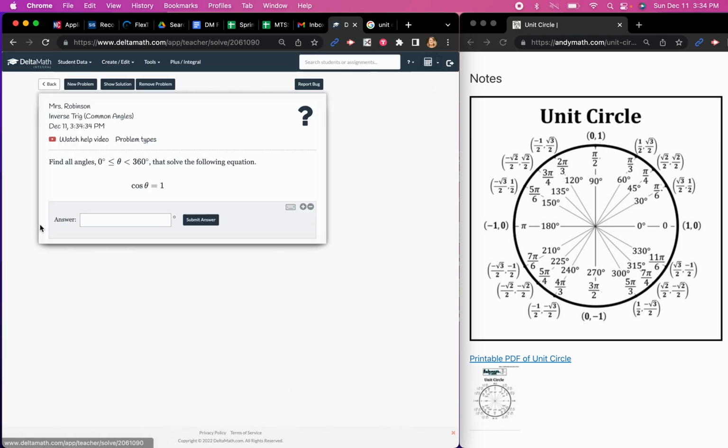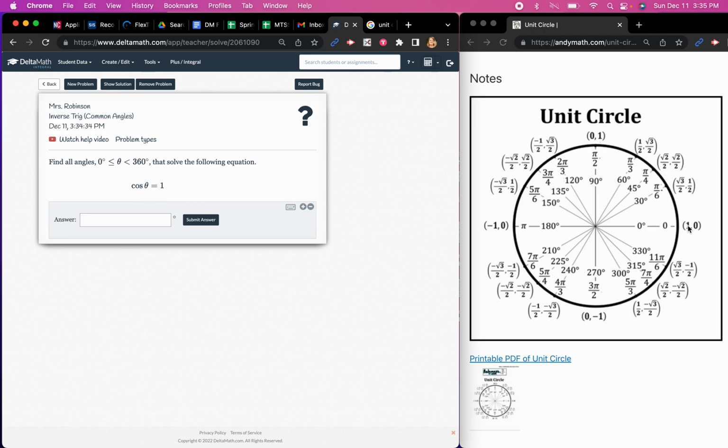Number 11 says, find all angles from 0 inclusive, that means it can equal 0, up to 360, not including 360, that solve the following equation. The cosine of theta is equal to 1. So your job is to remember that for all these ordered pairs, cosine is the first coordinate and sine is your second. To help you remember, just like x comes before y in the alphabet for an ordered pair, c comes before s. So cosine comes before sine.